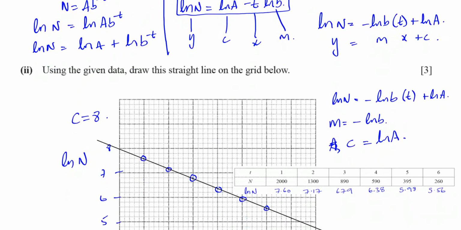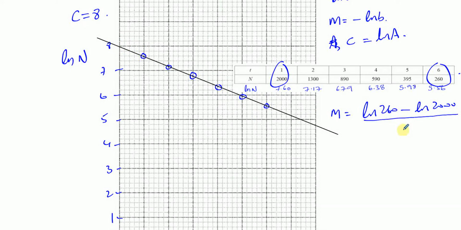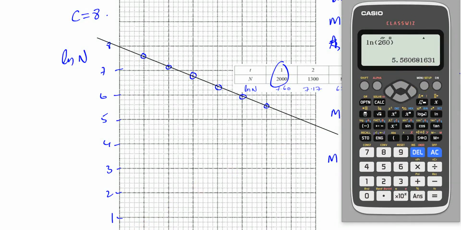The other thing we need to extract is the gradient of this graph. The gradient is equal to the change in y over the change in x. I can actually find it in a more accurate way by using these two points. I'll use ln of 260 minus ln of 2000, that's the change in y in terms of lns, using more accurate values, over 6 minus 1. That should give me the value of my gradient. So I'm going to do that now.